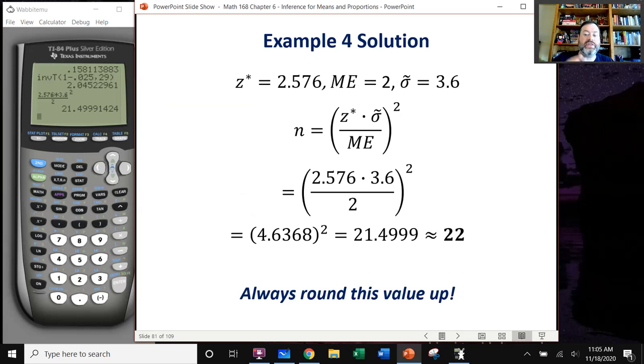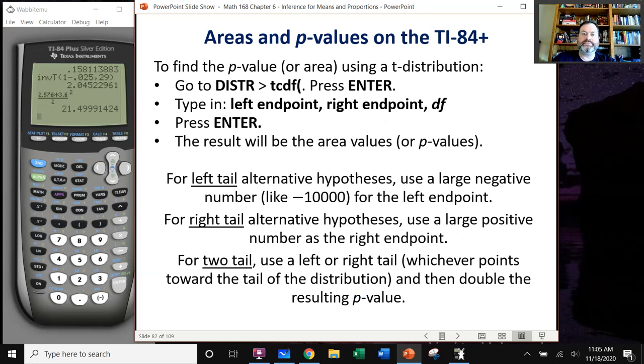And the reason you round this value up is the same reason that in section 6.1 we rounded that value up. This is the only time that I've ever seen in math that you round up for these sorts of calculations. For all other calculations in this class, you will round normally. All right, let's keep going.